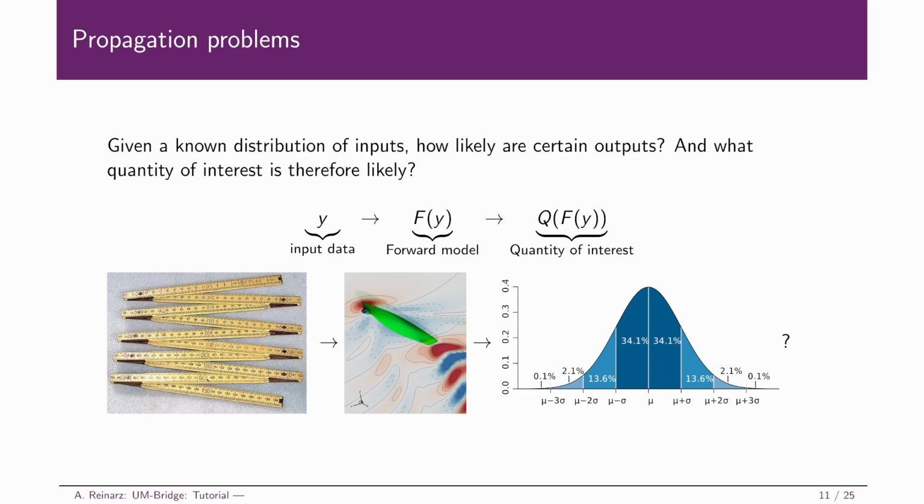So this means that we have some input data, which is here called y. We feed this into our forward model, which might be the tsunami example, or it might be something else, which is f of y. So this, in Umbridge terms, is just a call to evaluate. And then we compute from that some distribution of our quantity of interest. And maybe we're interested in the expectation value, so what's the most likely outcome of our simulation.